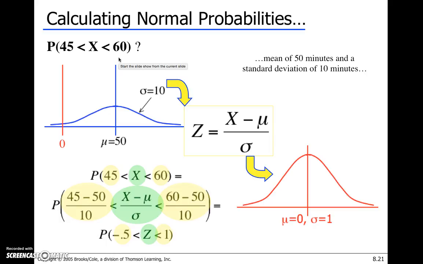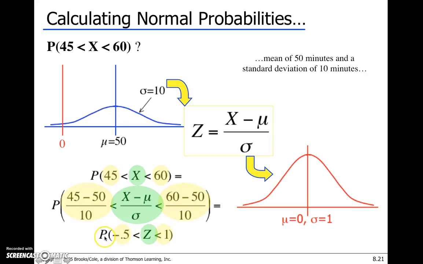We will continue again with calculating normal probabilities. Probability x is greater than 45 and less than 60. We apply that to the formula, and we've got probability 45 minus 50 over 10. 50 is the mean, 10 is standard deviation. This is less than x minus mu over sigma, which is z, is less than 60, which is x minus 50, which is the mean, over 10, which is standard deviation.